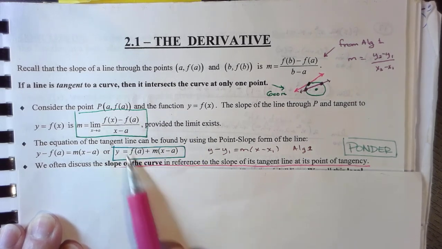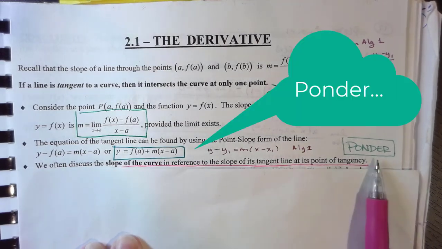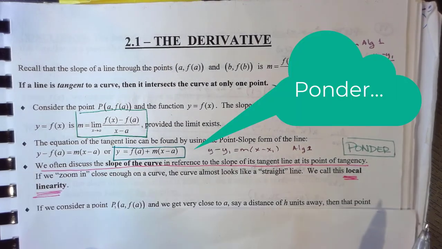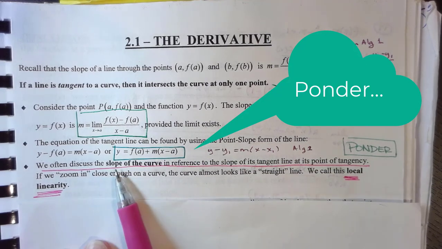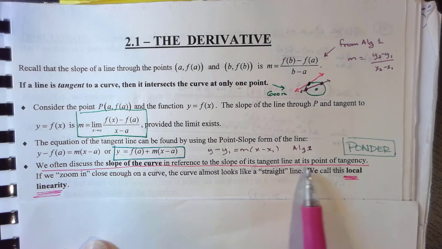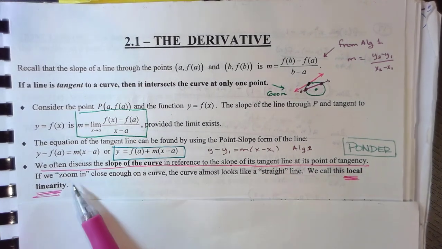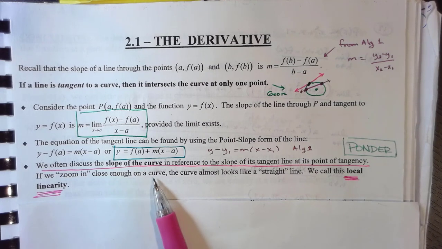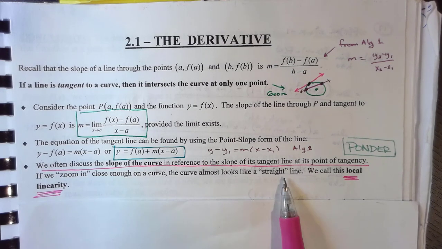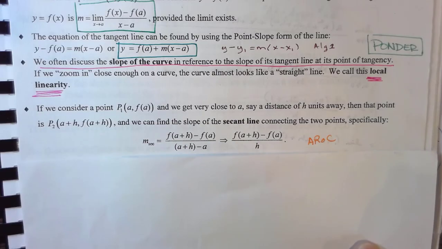Now this is going to matter a lot in the near future and throughout the course, so you want to be sure to ponder this. We often discuss the slope of a curve in reference to the slope of its tangent line at its point of tangency. If we zoom in close enough on a curve, the curve almost looks like a straight line. We call this local linearity.